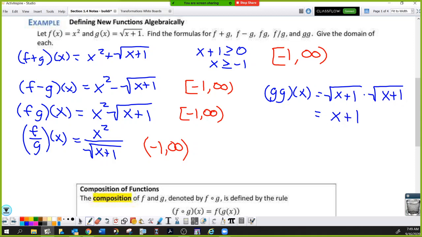So what is its domain? That's the real question. What's the domain? McKinley, what are you trying to say? It's all real numbers. She says all real numbers.